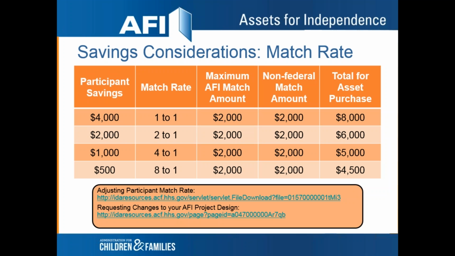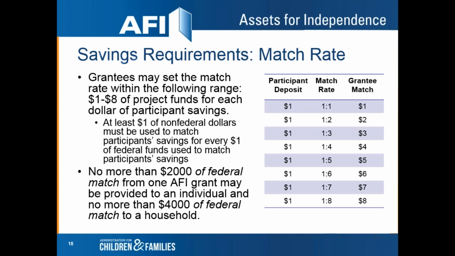And finally, no more than $2,000 of the federal funds from one AFI grant may be provided to one individual, and no more than $4,000 to one household. No matter what the match rate, a single participant can only be matched up to a maximum of $2,000 in federal funds per grant.